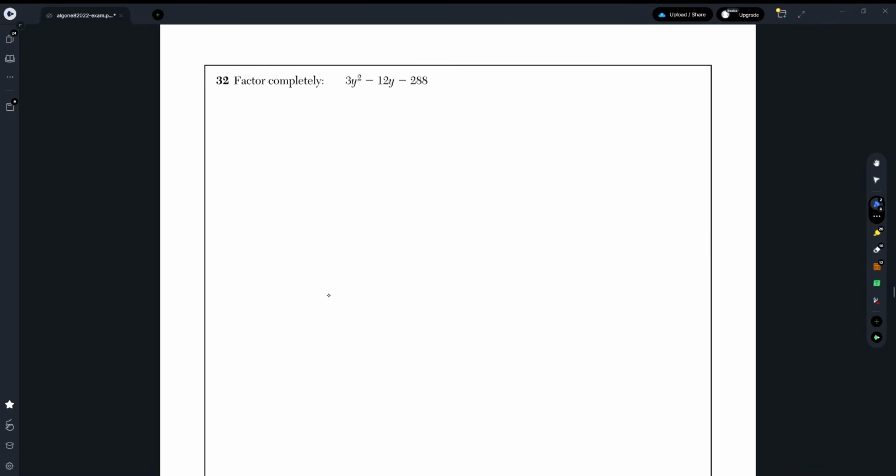So 32 asks us to factor completely this equation. If I think about it, obviously I'm not going to FOIL it into two things because that's insane. 288, I don't even know one factor of that other than 144. So the next thing I'm going to look at is greatest common factors. I see that this is 3, I see that this is 12, I see that this is 288. So immediately I want to see if all of them are divisible by 3.